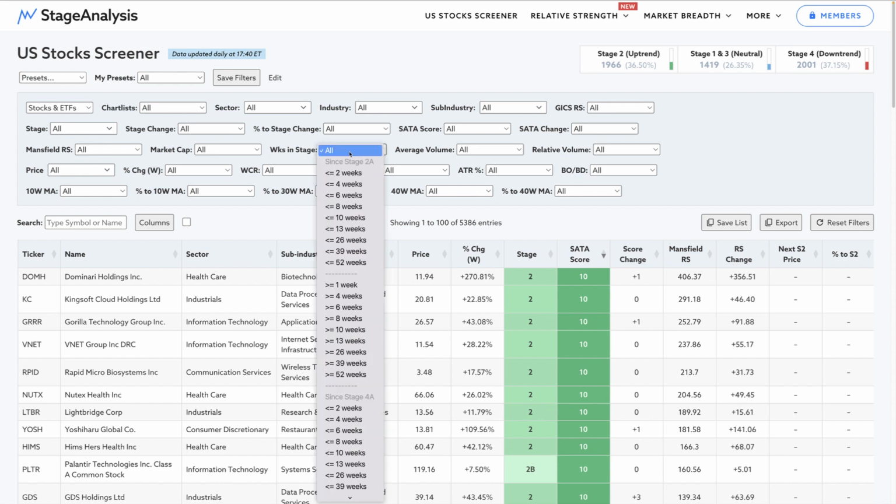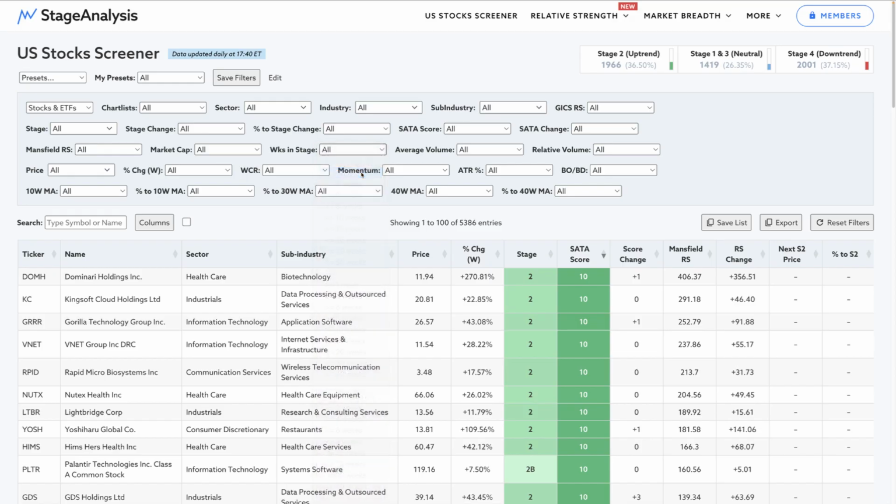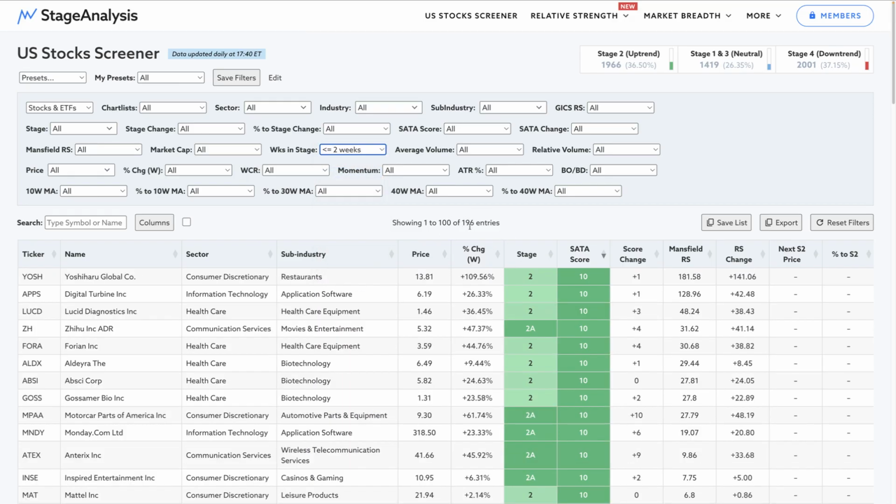So if we go into the weeks in stage filter here, you can see there are two categories. You've got the since stage 2A category here, which covers all of the stocks, how many weeks they've been in stage 2, or they may have dropped back out into a base in stage 3 or even a stage 1 type neutral period, but still since they're stage 2A, so it hasn't moved from stage 2A and then hit another 4A basically at that point. So earliest ones within equal to 1 or 2 weeks. So you see we drop that down, we've immediately got only 196 results.